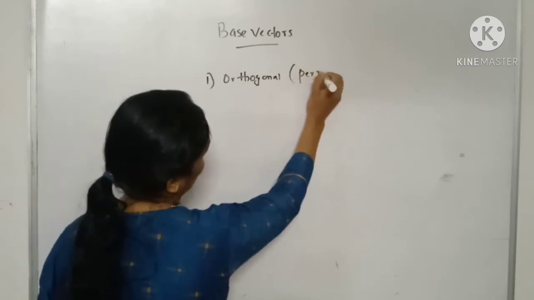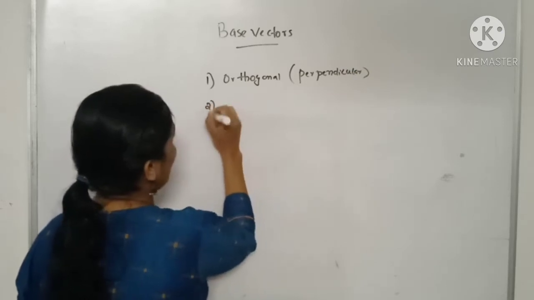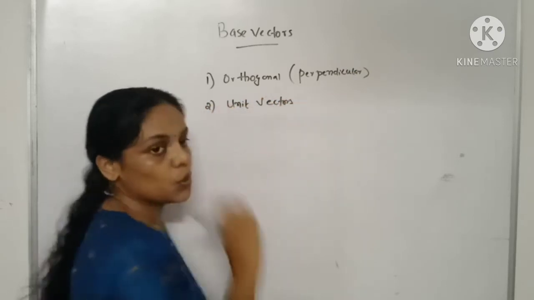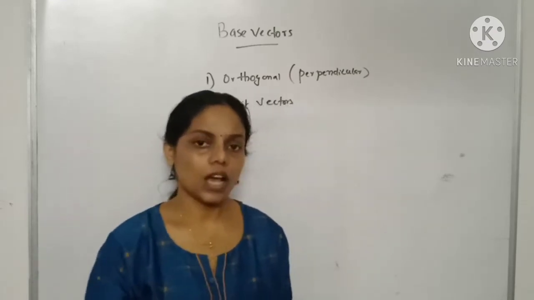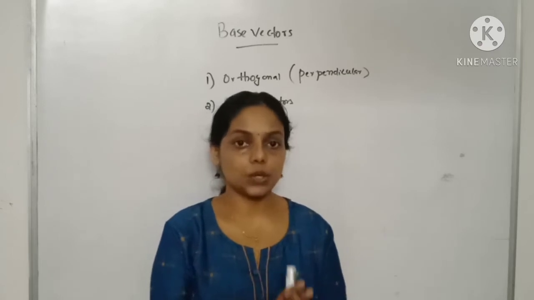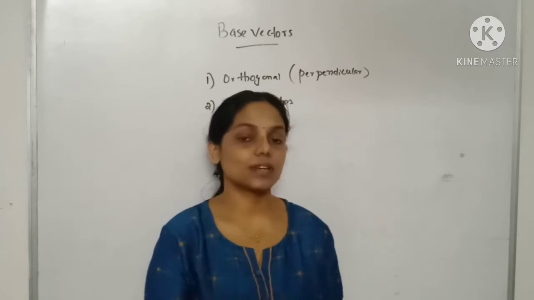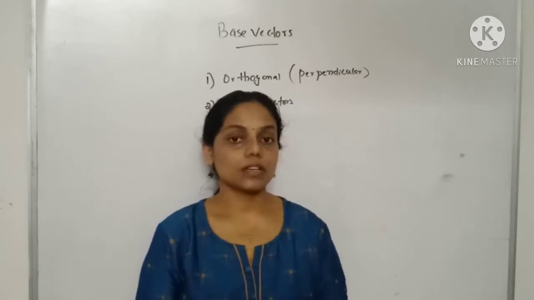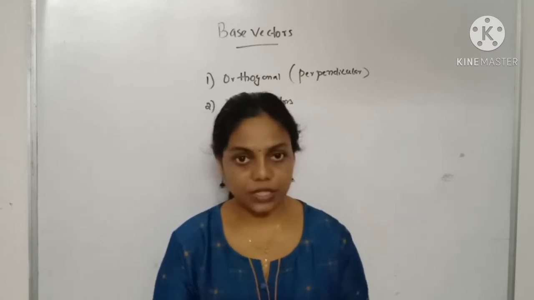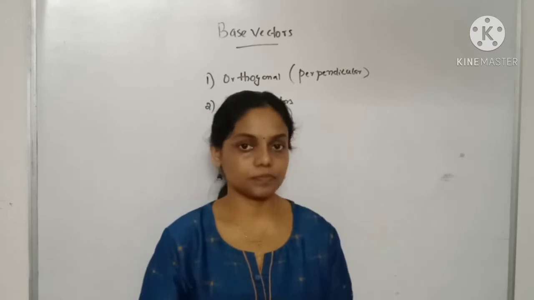That is perpendicular, and they are unit vectors. Unit vectors means the length of that base vector is equal to 1. Or the magnitude of the base vector is 1. So base vectors are mutually perpendicular vectors which have a magnitude 1.